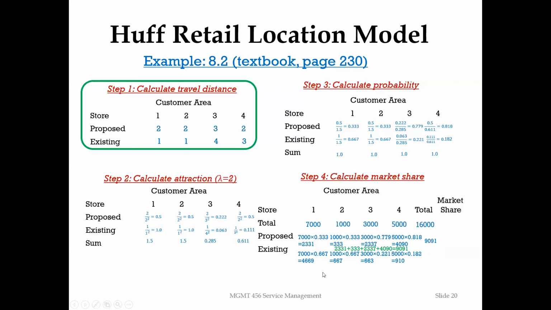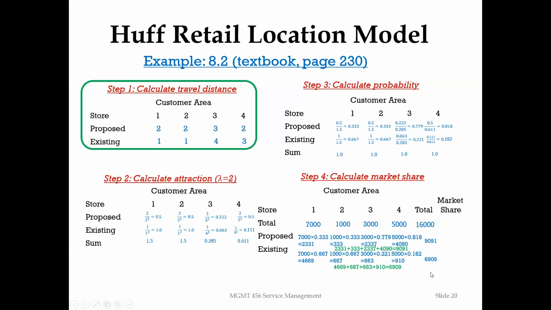Similarly, we can also calculate the total spending for the existing store by simply adding these 4 numbers together. So it'll be 4,669 plus 667 plus 663 plus 910, and you get $6,909. So that's how much money will be spent in the existing store. So total is $16,000. So out of these $16,000, a little over $9,000 will be spent in the proposed store, and a little less than $7,000 will be spent in the existing store.